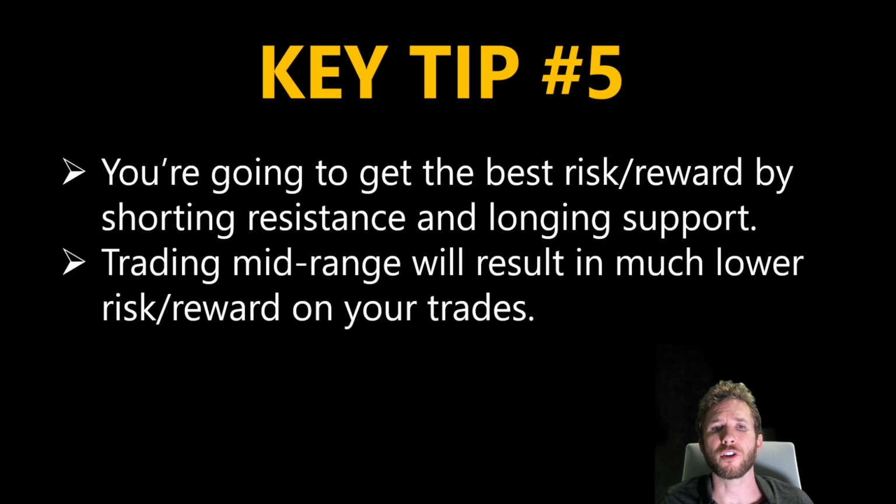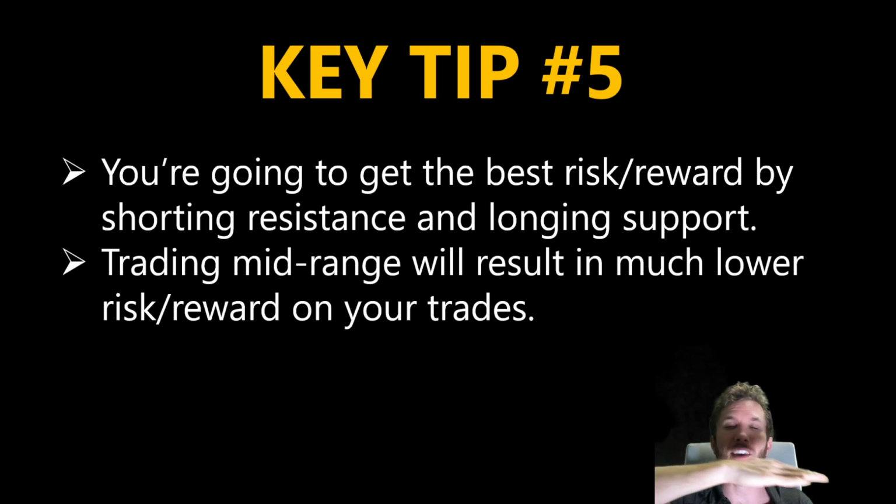Key tip number 5: you're going to get the best risk reward by shorting resistance and longing support. This seems very obvious, but what I mean is when we're in a mid-range trade. There's the range high, the range low, and then the EQ, or the pivot, or the 50% Fibonacci. That's the middle of the range. Taking a trade at EQ has a lower risk reward because you're basically in the middle of the range. Your stop loss needs to be below the range, and your profit is at the top of the range, so you're getting a 1-to-1 risk reward.